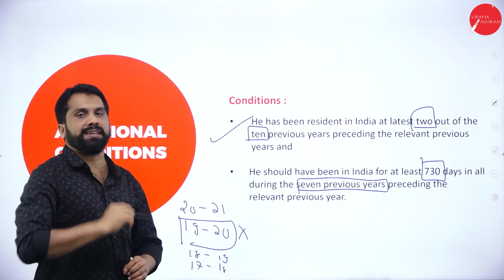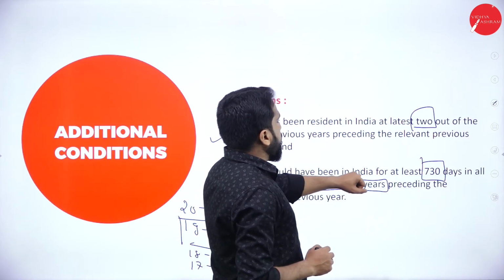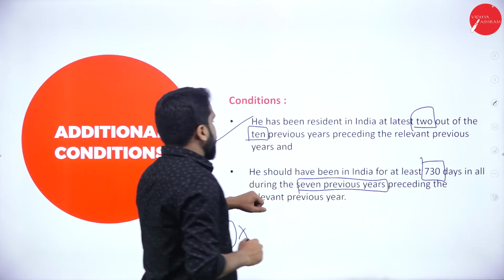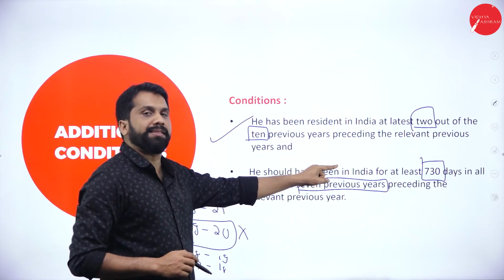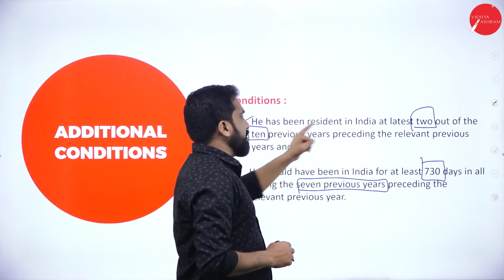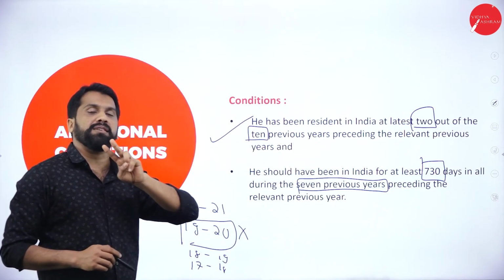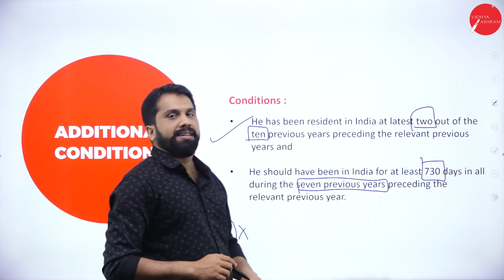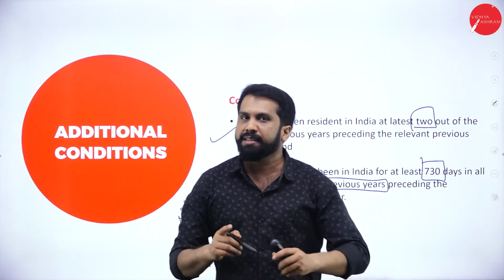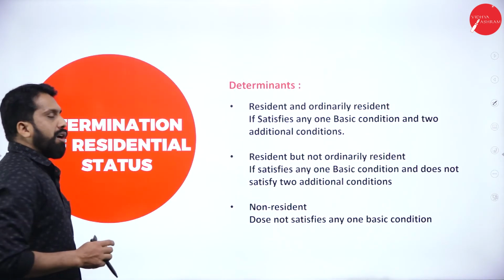Hope you are clear. Now, he should be in India for at least 730 days in all during, out of 7 years, he must be there for 730 days. Out of 10 years, he must be resident for at least 2 years. Clear? These are your additional conditions. Clear? Yes. Now, determinants, how to find out?